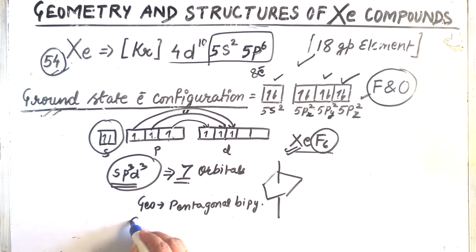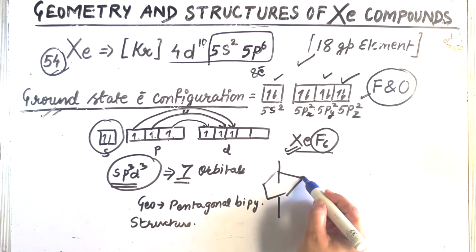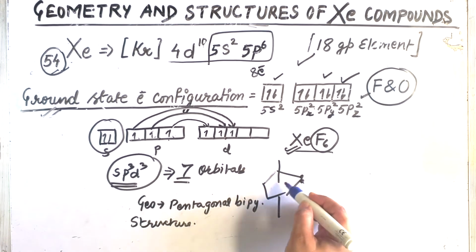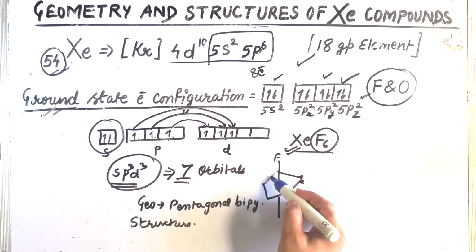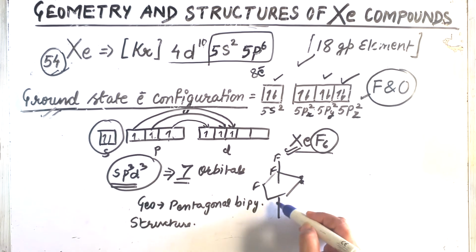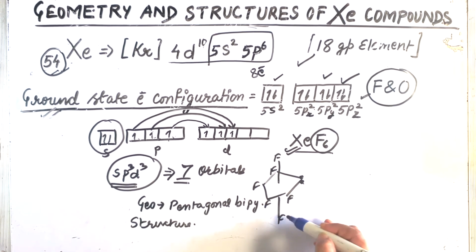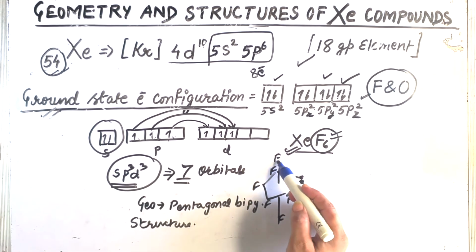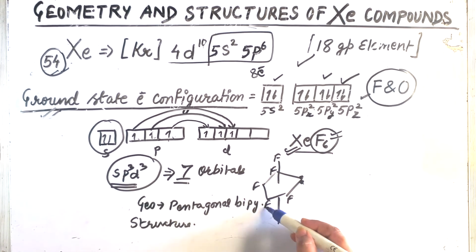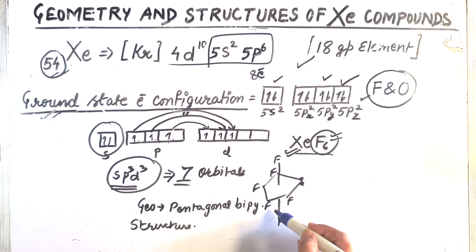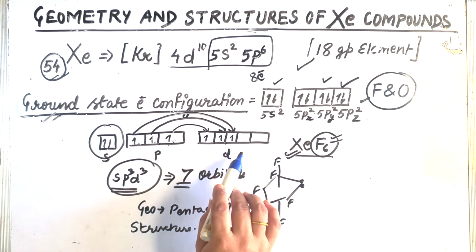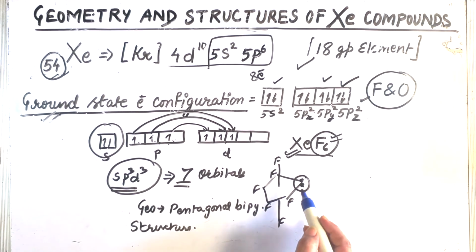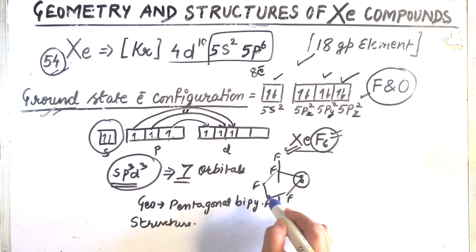But in the structure, one of the equatorial positions will be occupied by the lone pair of electrons, and the rest of the positions will be occupied by fluorine. Because we have to attach it with 6 fluorine, 1, 2, 3, 4, 5 and 6 fluorine are being attached with the xenon in different orbitals having only 1 electron in them, and the lone pair is occupying one of the spaces in the equatorial position.